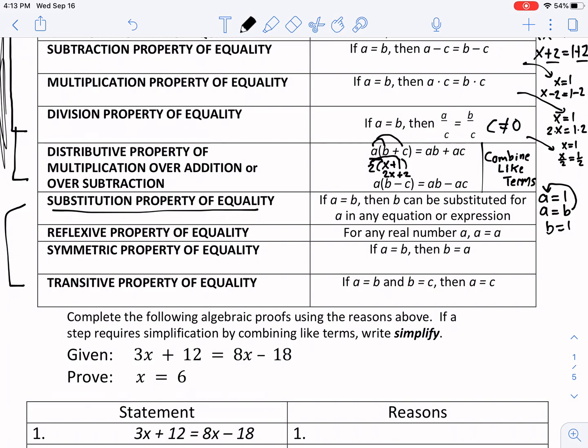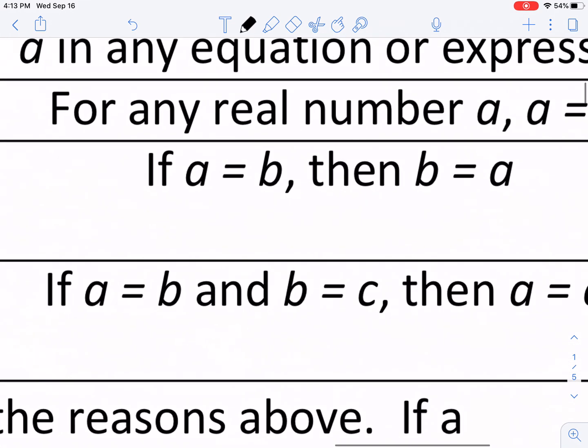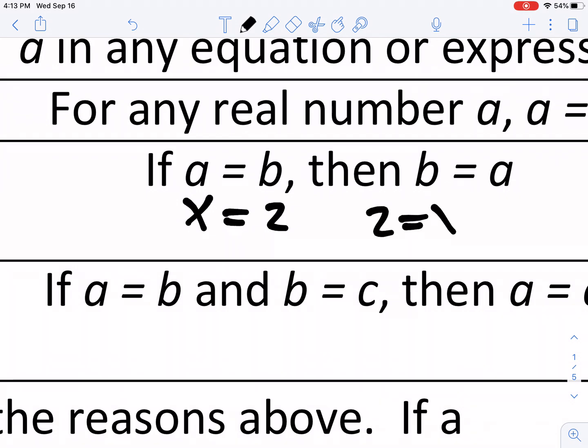Symmetric property, that's the one that I think you might run into. All that says is if x equals 2, then 2 is equal to x. So it doesn't matter the order in which we write it, it's still the same thing. x equals 2 and 2 equals x.